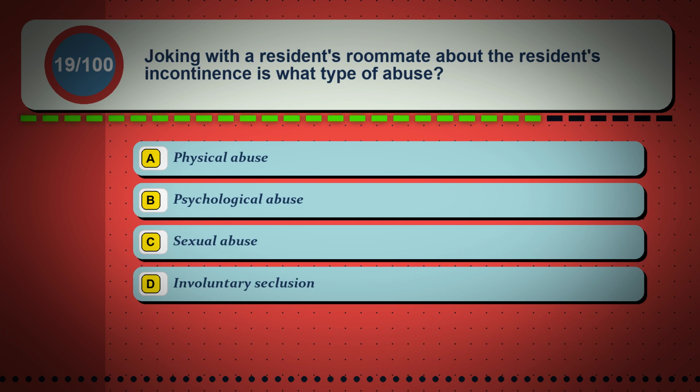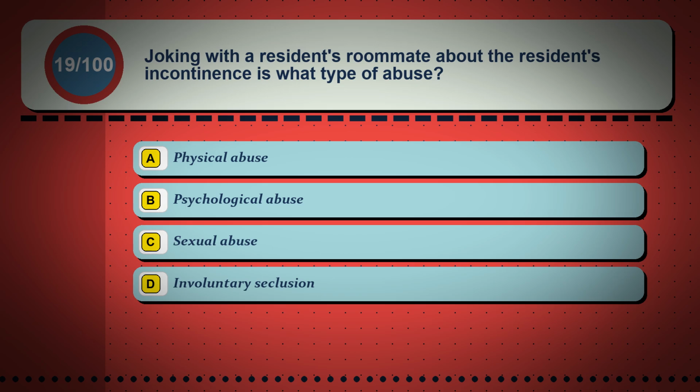Question 19. Joking with a resident's roommate about the resident's incontinence is what type of abuse? Option A, physical abuse. Option B, psychological abuse. Option C, sexual abuse. Option D, involuntary seclusion.